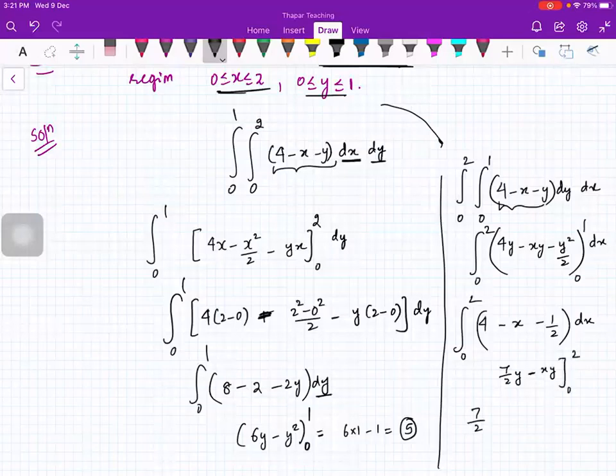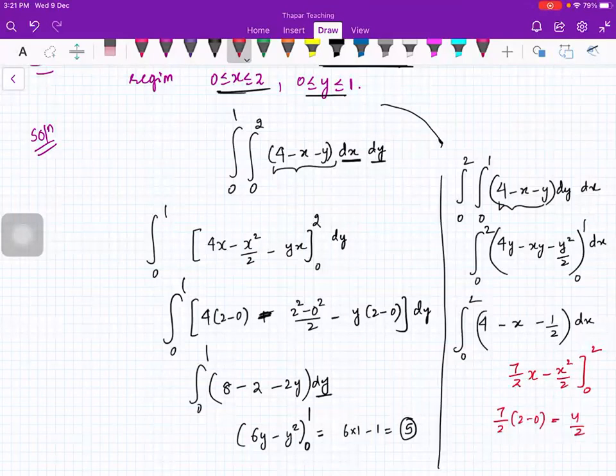So this is 7 by 2 into 2 minus, sorry, with respect to x we have to integrate, no? x square by 2. I'm sorry, beta. So now you have to integrate with respect to x. So this is 7 by 2 into x minus x square by 2, 0 to 2. So this is 7 by 2, 2 minus 0, minus 4 by 2. So this is 7 minus 2, which is 5.